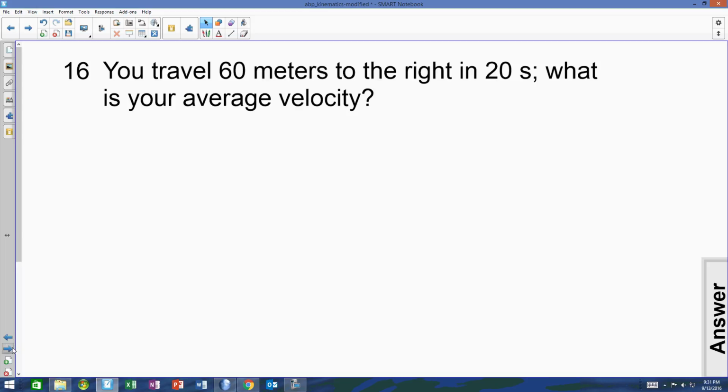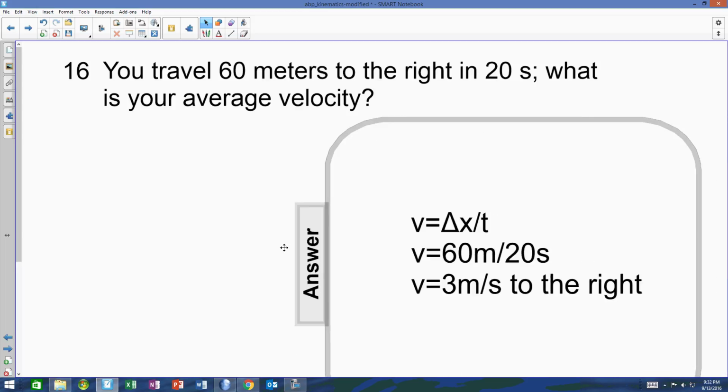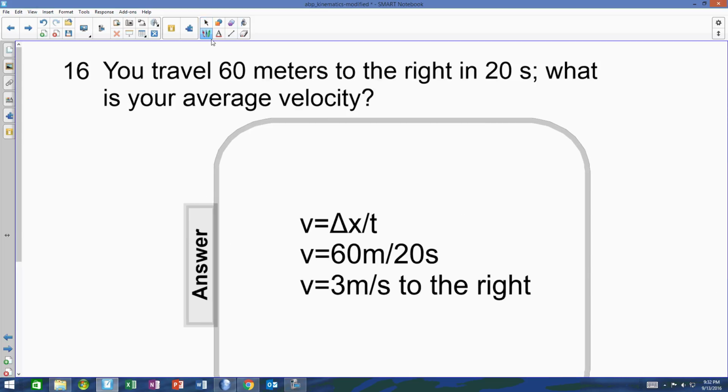You travel 60 meters to the right in 20 seconds. What is your average velocity? Go ahead and pause the video to solve the problem. Okay, so let's check your solution. You should have that the velocity is equal to the displacement divided by time. The velocity is going to be 60 meters I-hat. And that gives us 3 meters per second to the right, or 3 meters per second I-hat. Remember, this indicates that you have magnitude and direction.